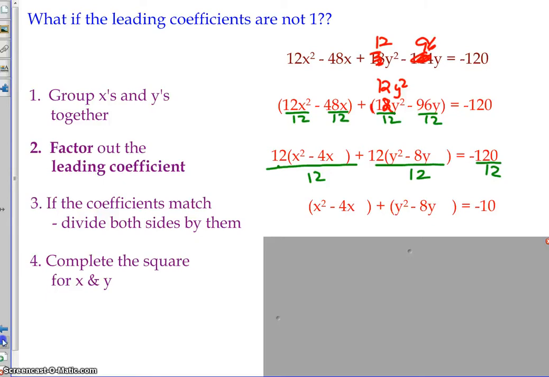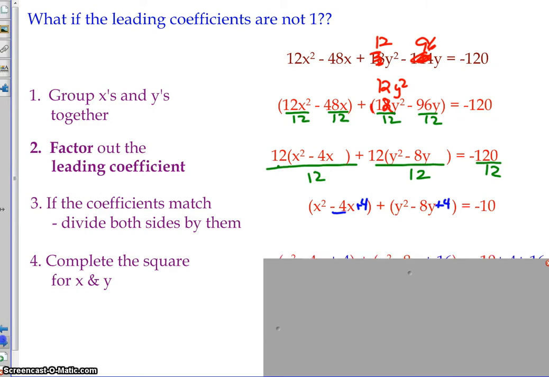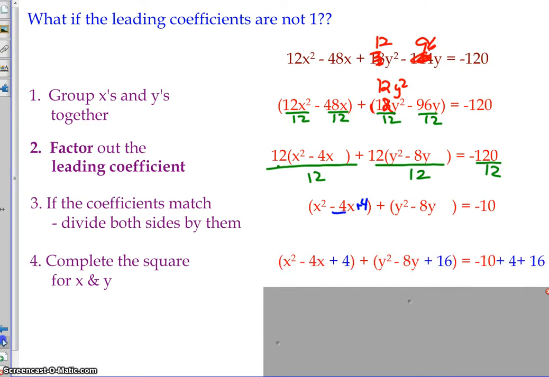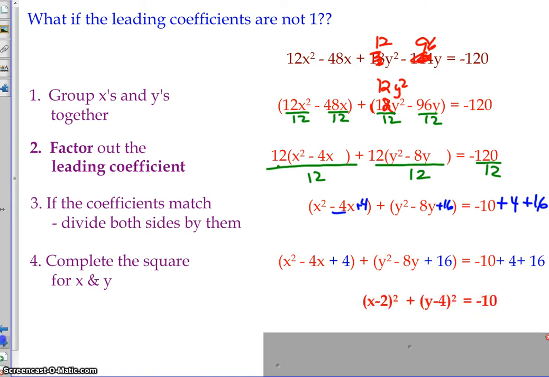Now I can take half of my b, which is 2, add it to both sides. All right, and that's what I did here. Oh, I did it wrong here. Gosh, sorry. I should have added the 4 here. Half of negative 8 is negative 4, which would be 16. And that's what I have there. And then when I complete the square, that's what I get.